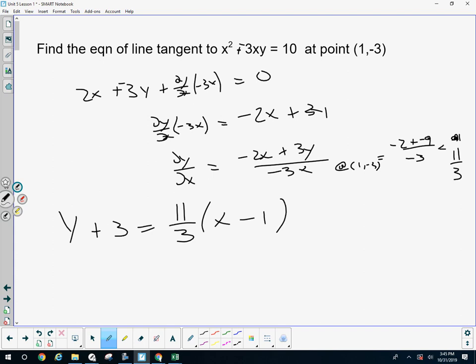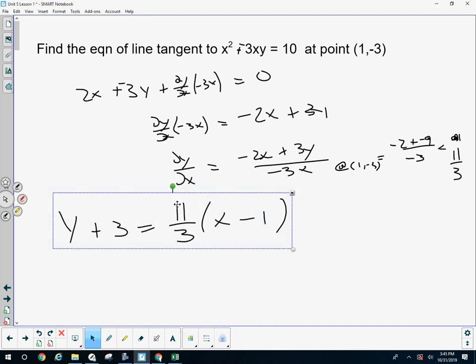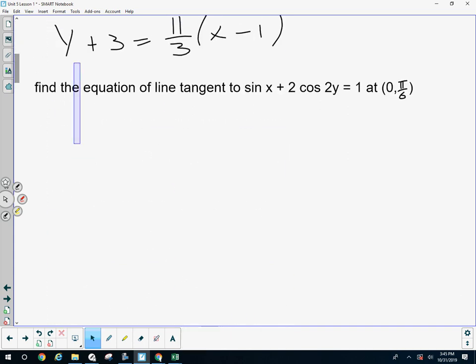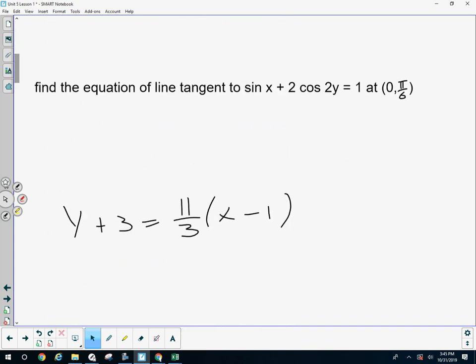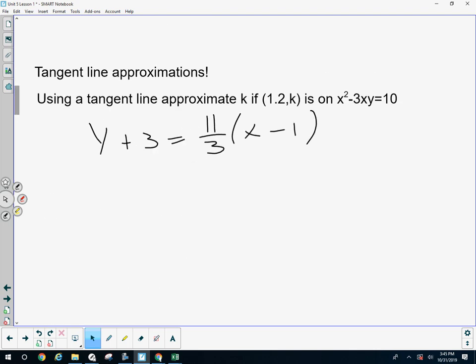And graph it, looks nice. This is like a hyperbola. I think it's rotated or something. Cool. But reminding us about last unit, we can take this and use it to approximate points on this implicit curve.